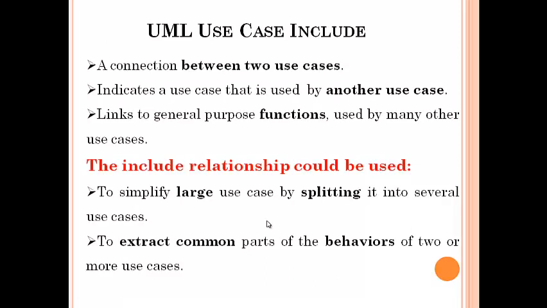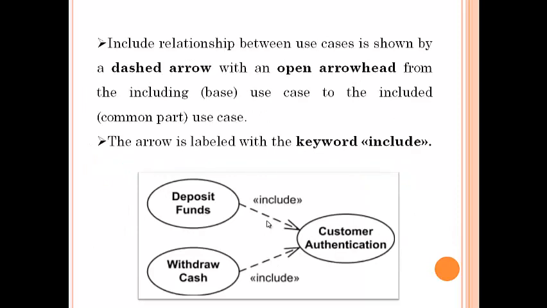Use case include. A connection between two use cases indicates a use case that is used by another use case. It links to a general purpose function used by many other use cases. The include relationship could be used to simplify a large use case by splitting it into several use cases, or to extract common parts of the behaviors of two or more use cases. The relationship is shown by a dashed arrow with an open arrowhead from the including use case to the common part use case. The arrow is labeled with the keyword include. This shows an include relationship.